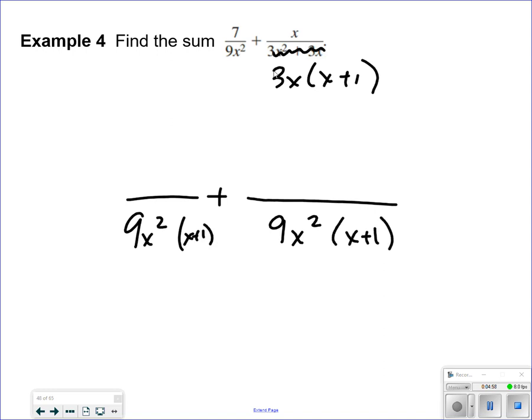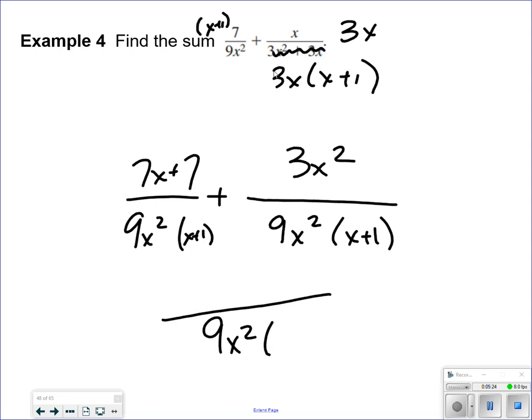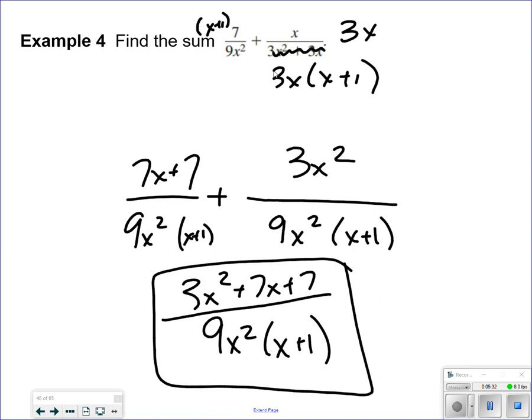Again, everything in the original question needs to be represented in the common denominator. Now it's a matter of what do I need to multiply by to get there. It already had a 9x squared, so I only need to multiply this one by a 7x plus 1, and I distributed. This one, I already have an x plus 1, but I need to multiply by 3 and an x. So 9x squared, x plus 1, and I add all the like terms in the numerator.